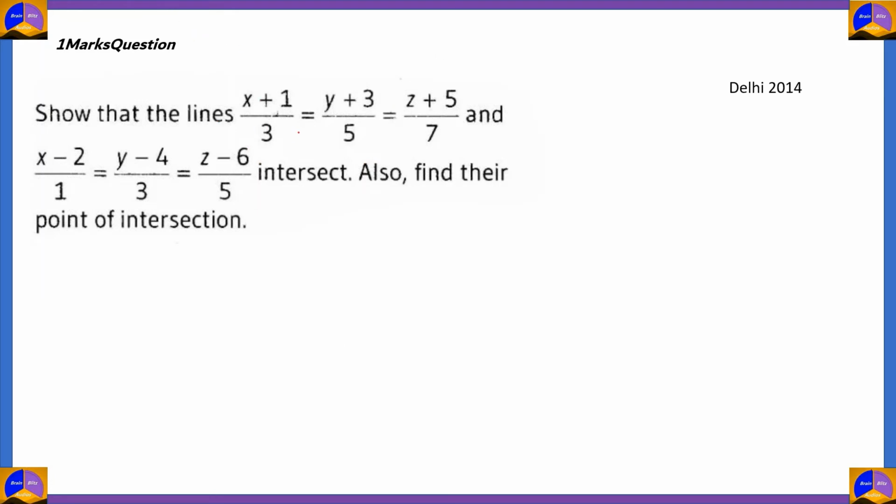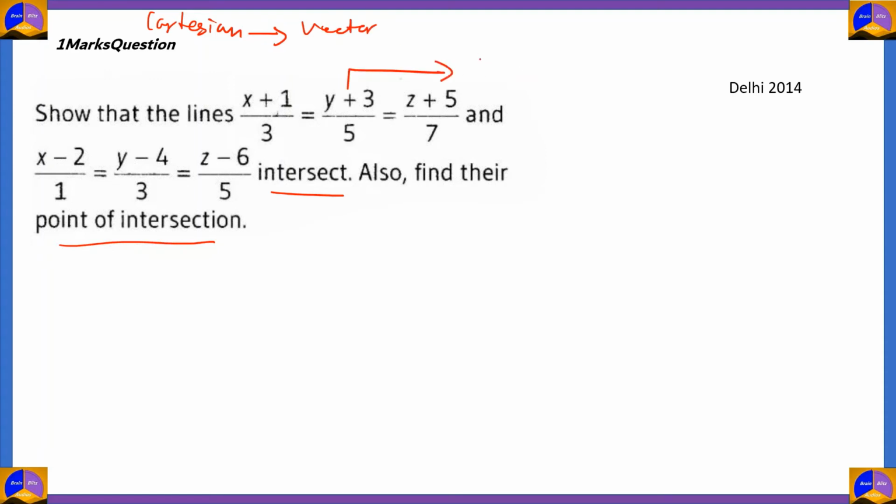So this is our final question. Show that the lines (x + 1)/3 = (y + 3)/5 = (z + 5)/7, and (x - 2)/1 = (y - 4)/3 = (z - 6)/5 intersect. Also find their point of intersection. So we can write these Cartesian equations into their vector form.